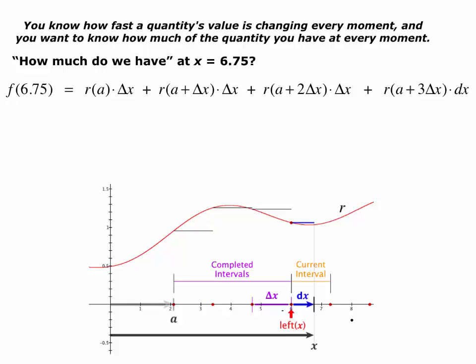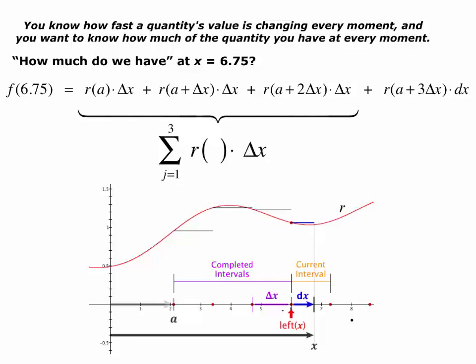What happens in those completed intervals? We keep doing the same thing over and over again. Rate, constant rate times change in x. So when we have 560 completed intervals, we don't want to write all those out. So what tool do we have? Since they're all the same, we can just write them once and then denote it as summation.